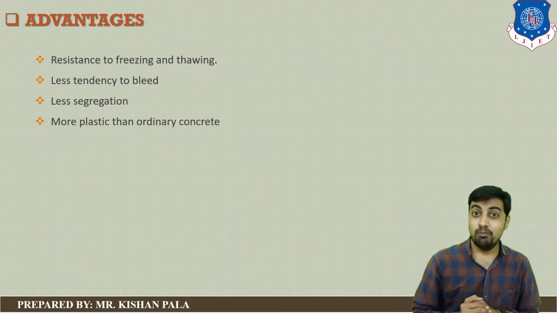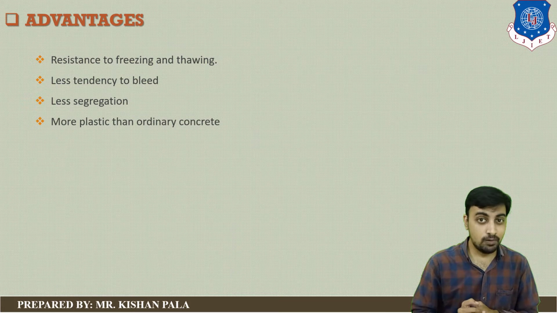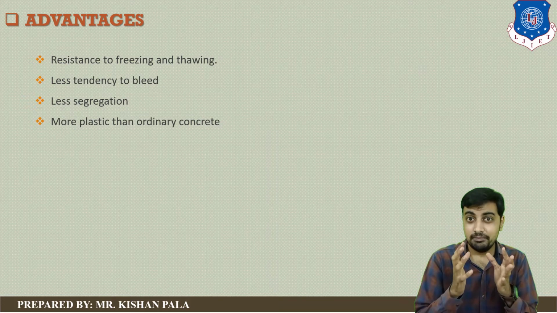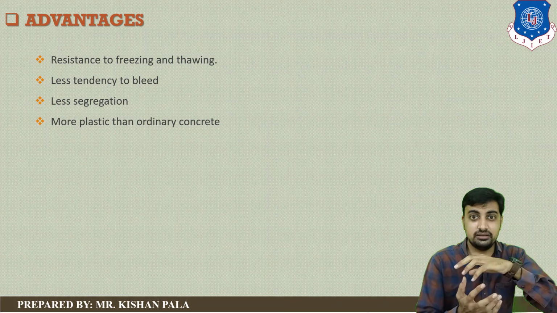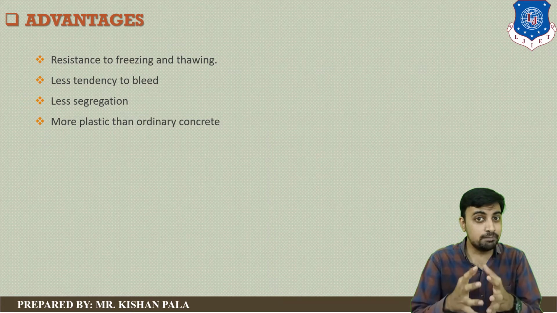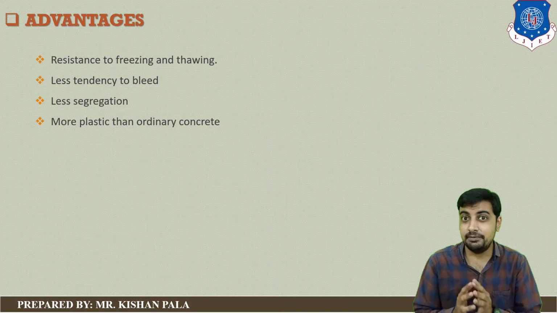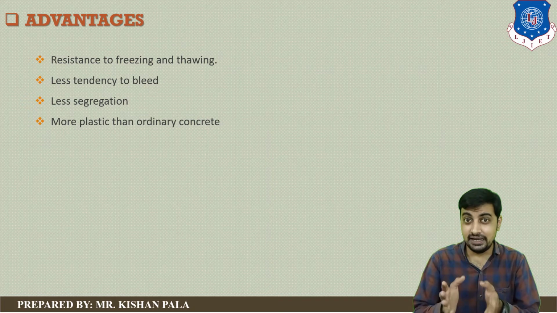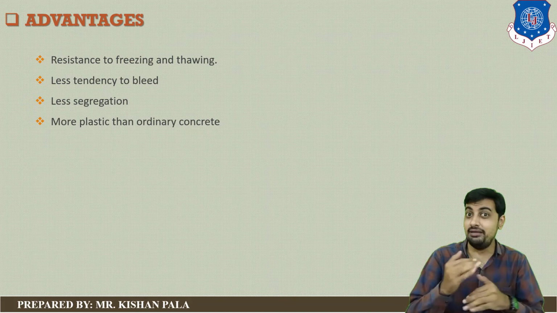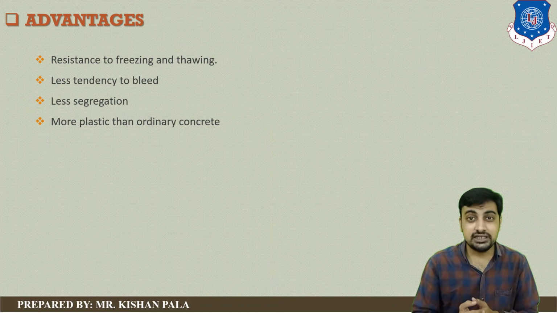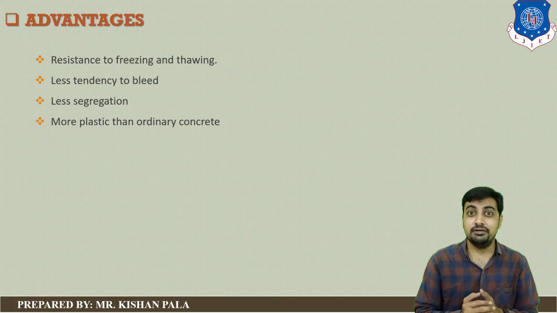Next one is more plastic than ordinary concrete, because in this type of concrete air is entrained in the mass, and in that case the concrete becomes homogeneous and more plastic compared to the conventional type of concrete. With this property there is less possibility of bleeding as well as segregation, and you can improve the workability of the concrete mass, which is beneficial for the fresh property, hardened property, and durability of the concrete mass.